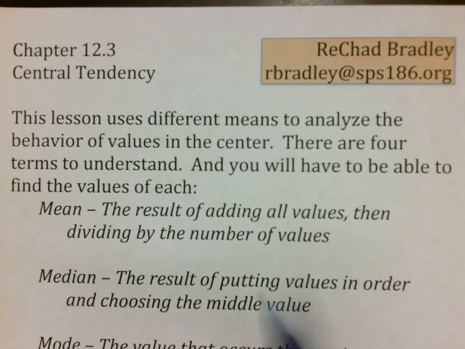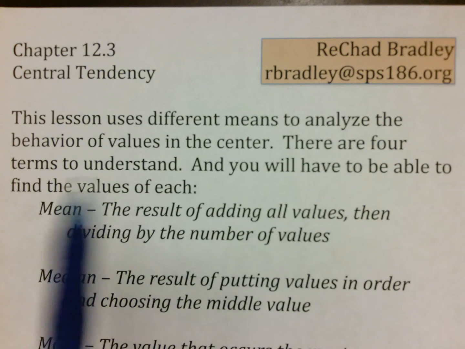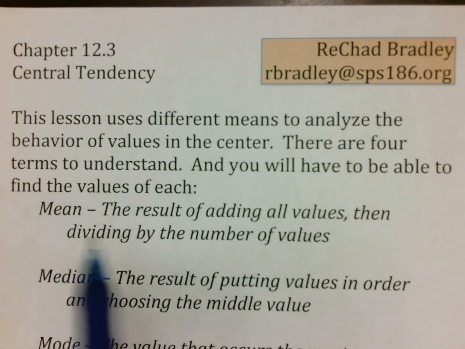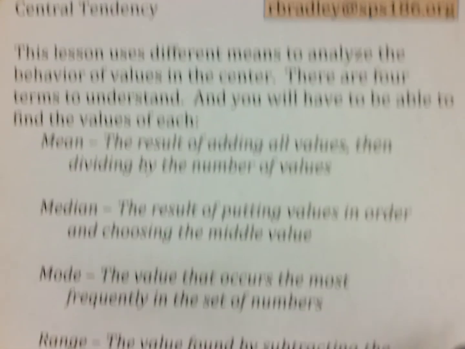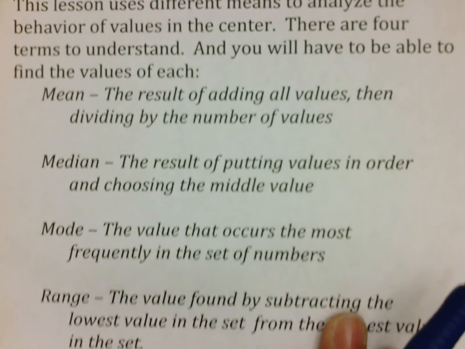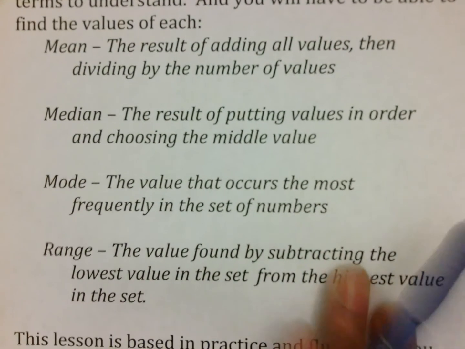There are four terms to understand, and again, you have to be able to find the values of each. The mean is the result of adding the values and dividing by the number of values. This is what you know as average. Again, mean is the average. The way I remember it is that it's mean because it's the one where we have to add up everything and then divide by that part. And again, if there are 100 numbers, you have to actually type all the numbers in and then divide by 100.